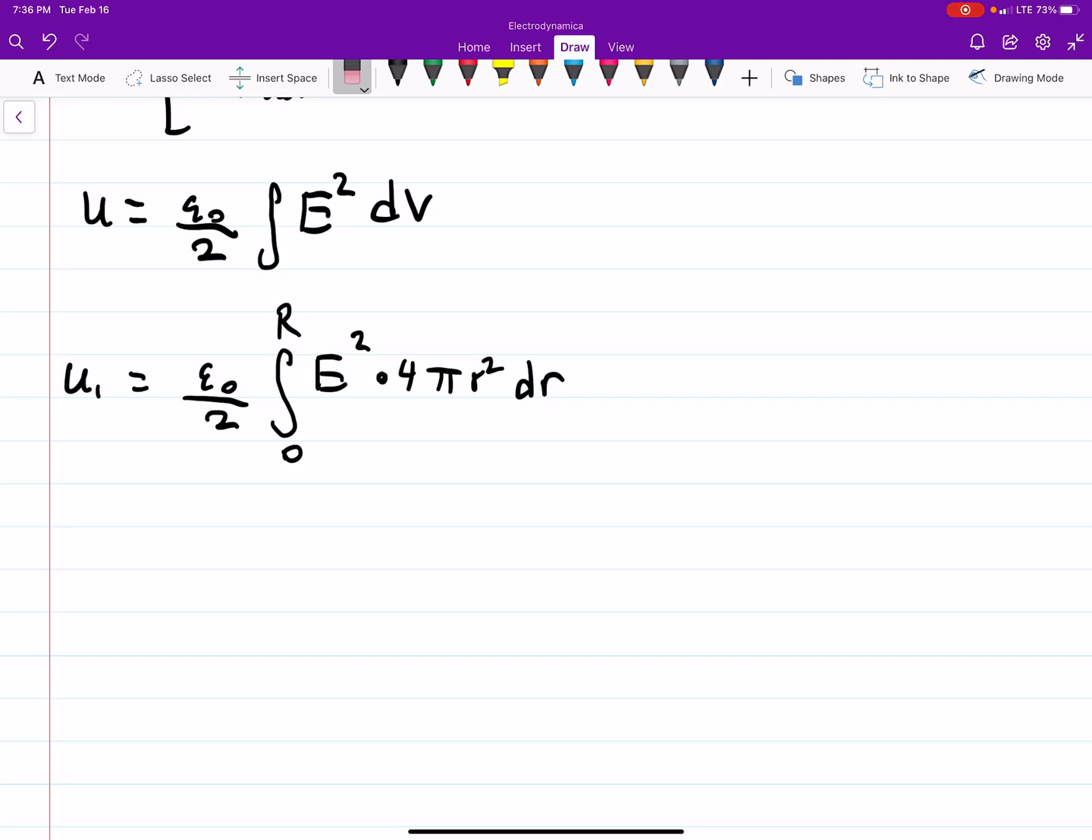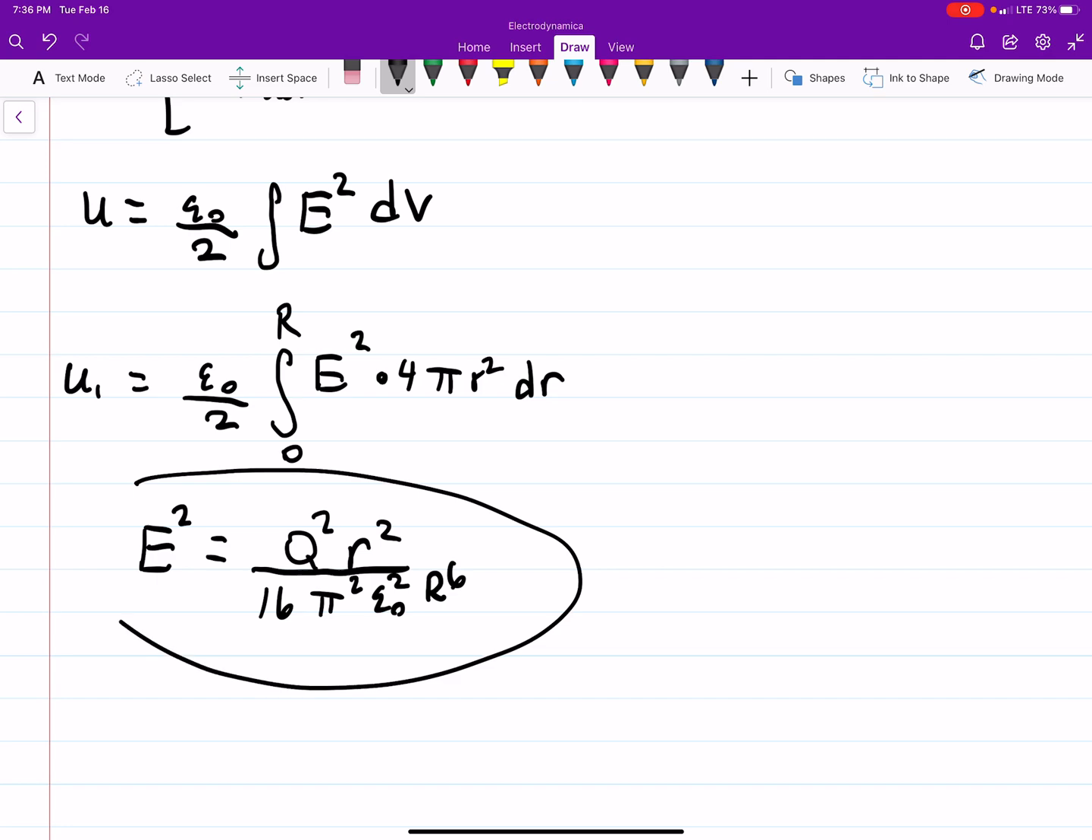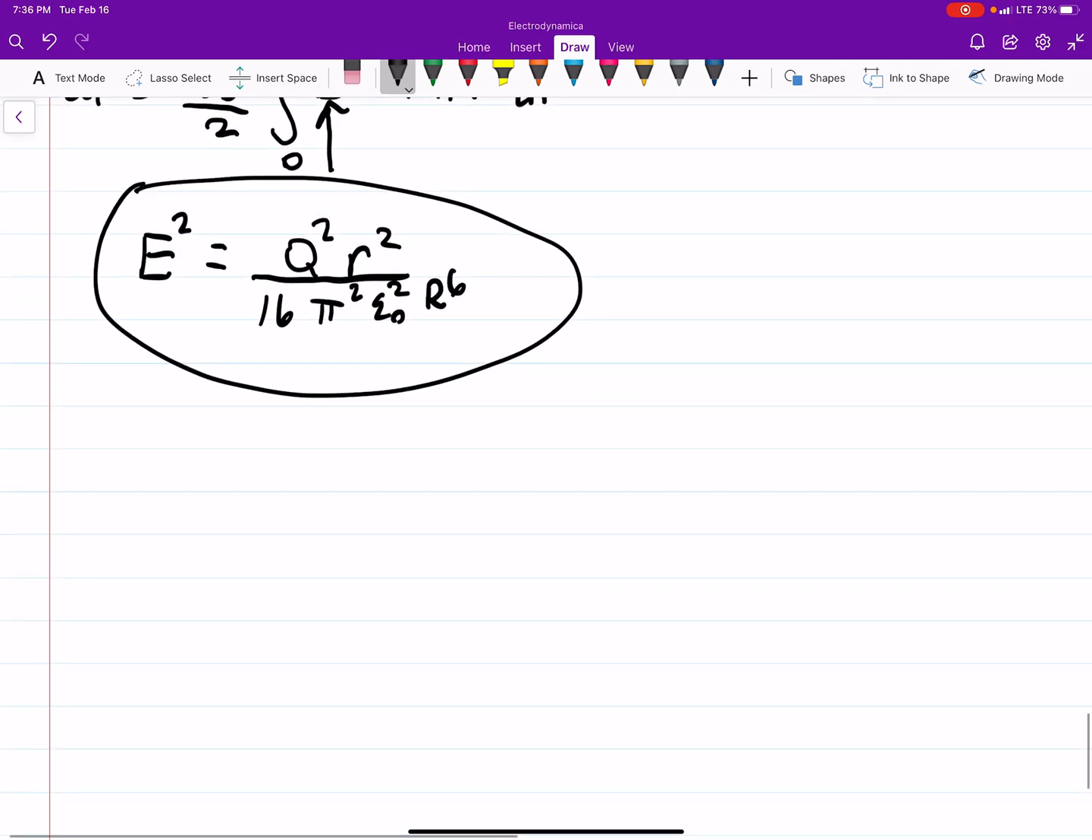Our E field squared is equal to Q squared r squared over 16 pi squared epsilon naught squared R to the 6, because it was cubed. And now what I should have done and what I was doing wrong is I need to plug that into here, because our E field changes depending on how far into the sphere we are. So that was a major pitfall to watch out for.